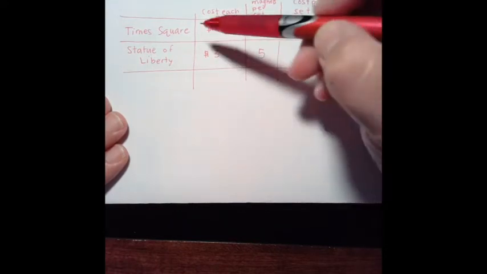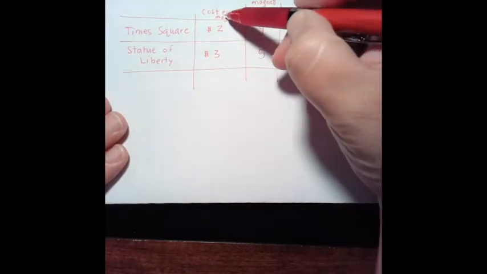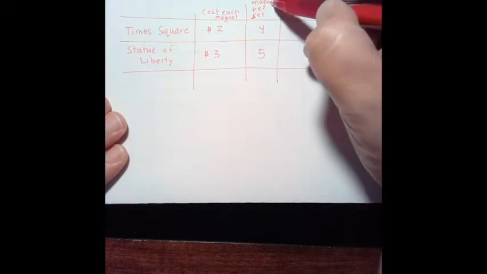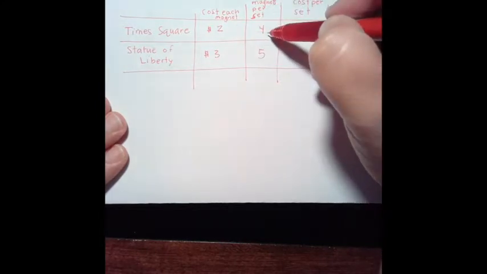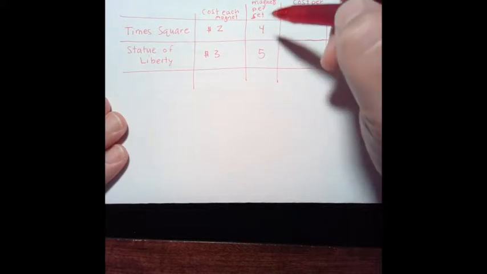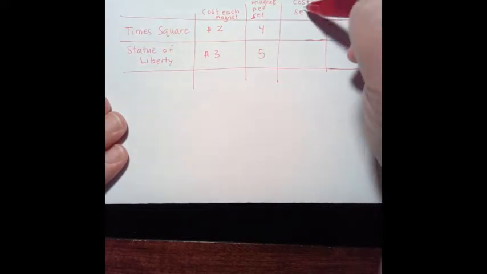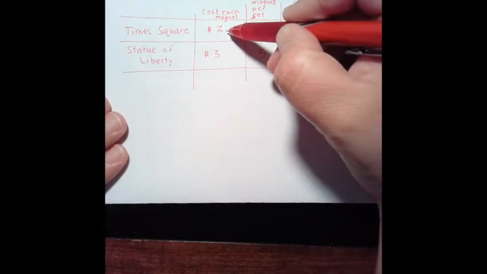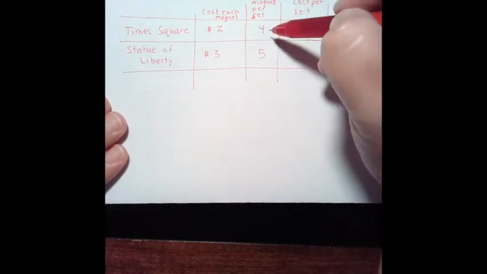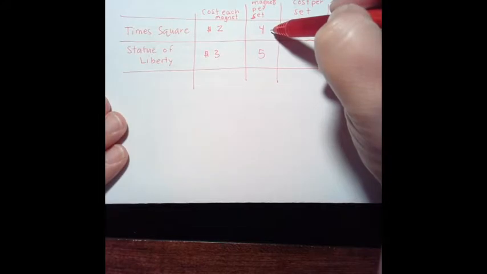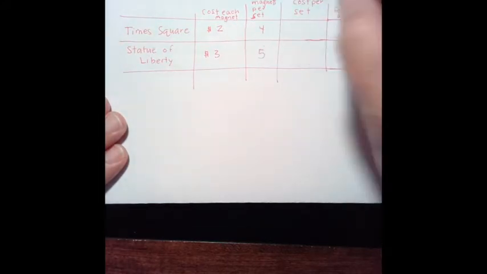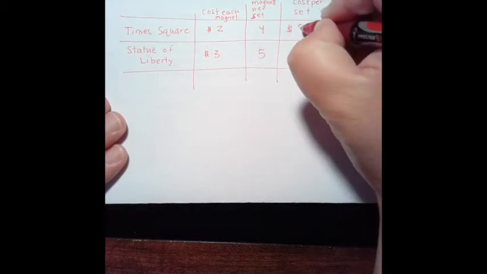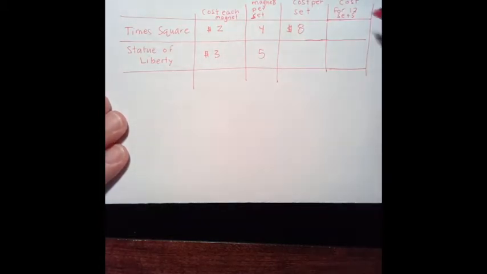Let's start with our Times Square magnet. Well, the cost for each magnet is $2. Now, the number of magnets per set is 4. So, to figure out the cost per set, you're going to have to multiply $2, which is what each magnet costs, times the number of magnets in each set. So 2 times 4 is 8. So each set of the Times Square magnets is $8.